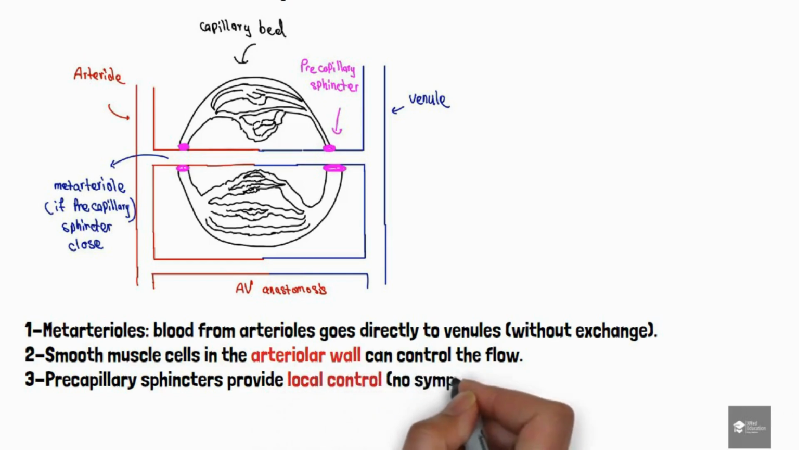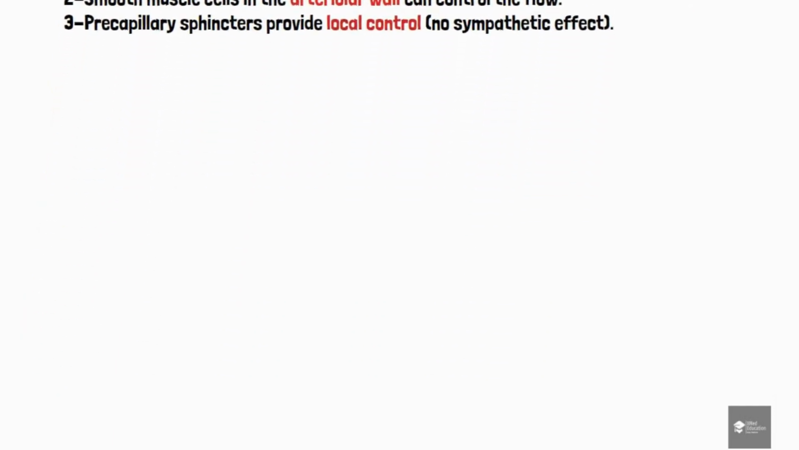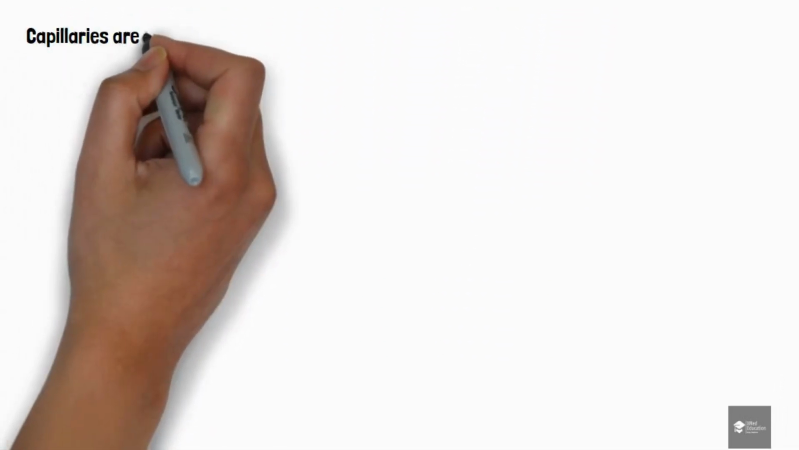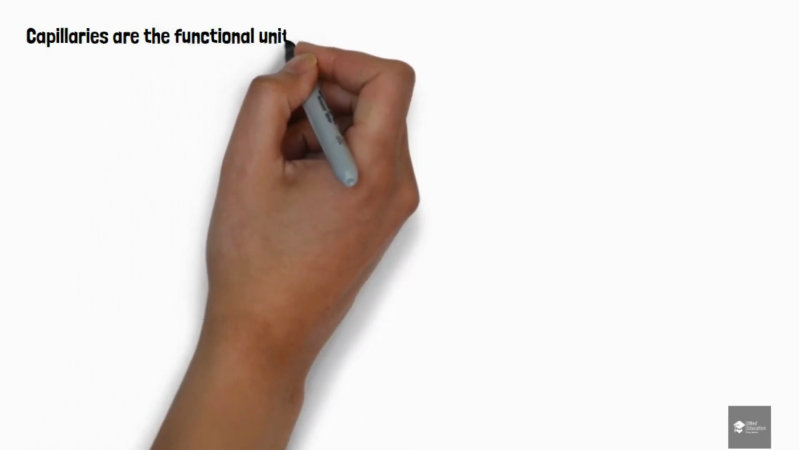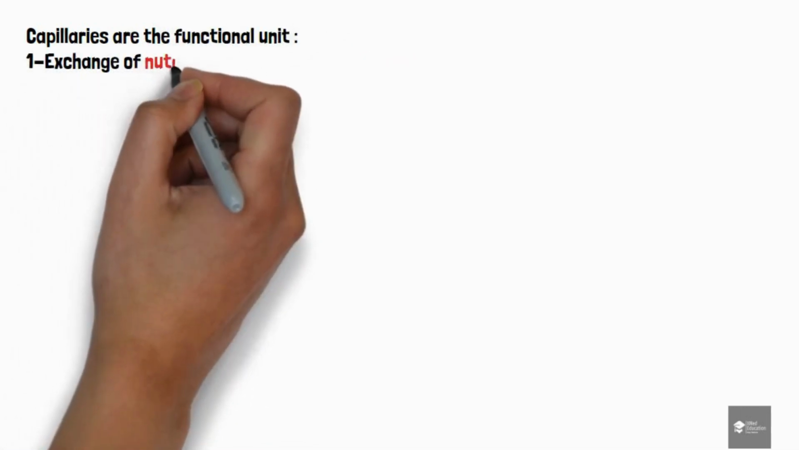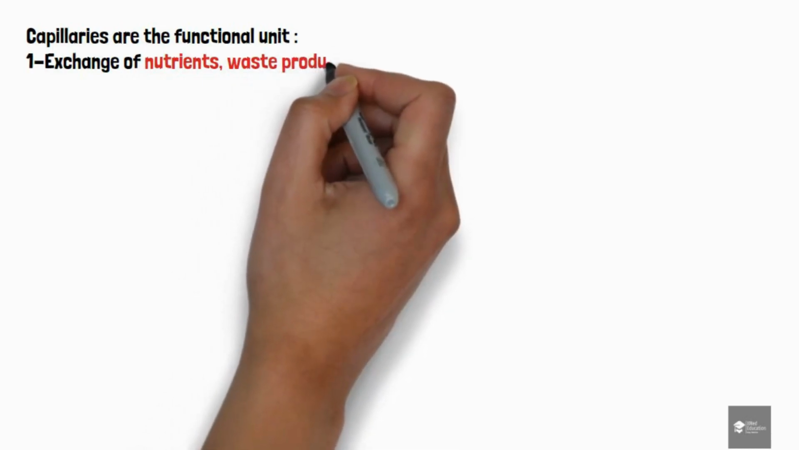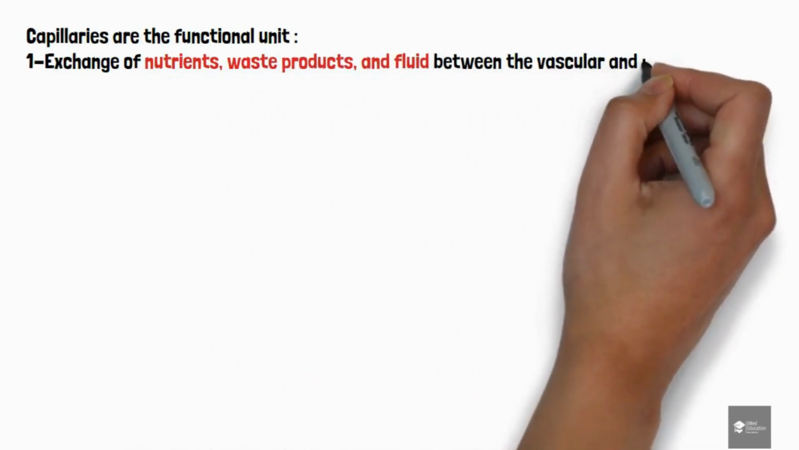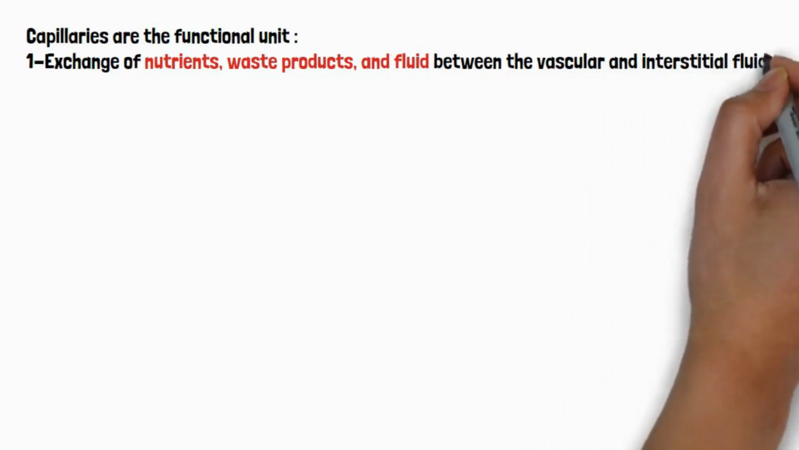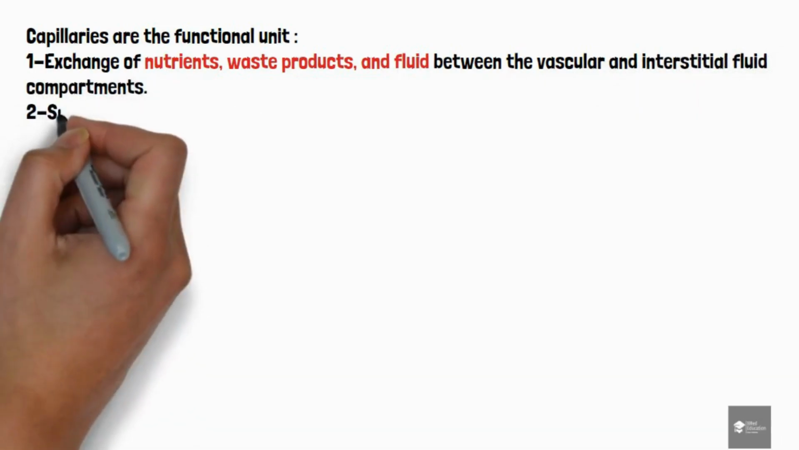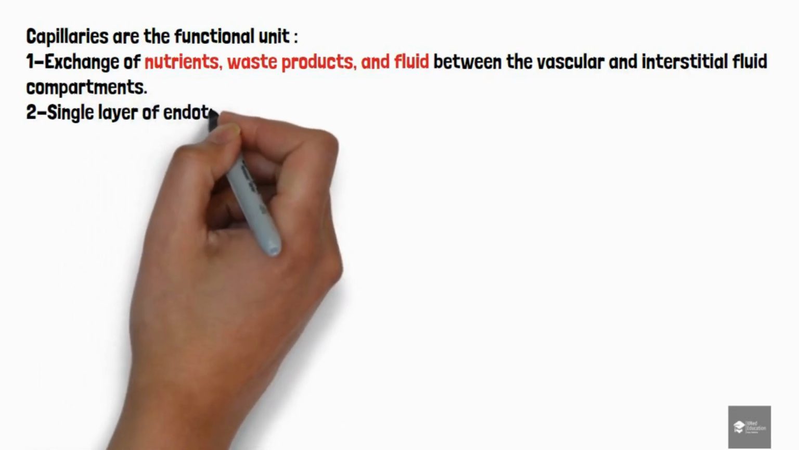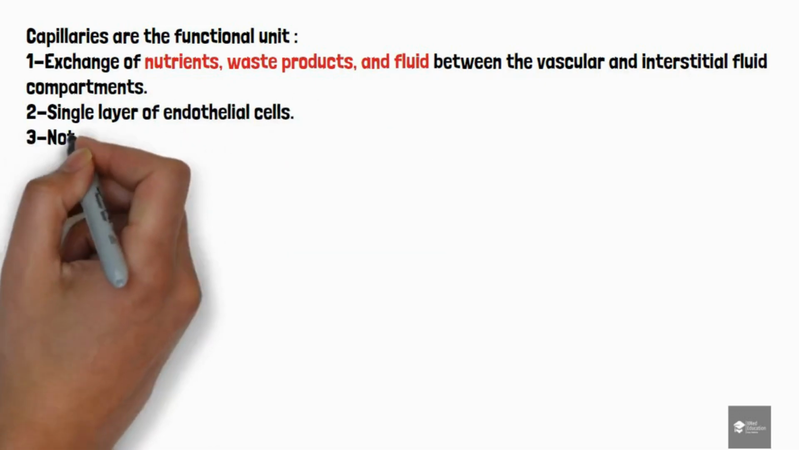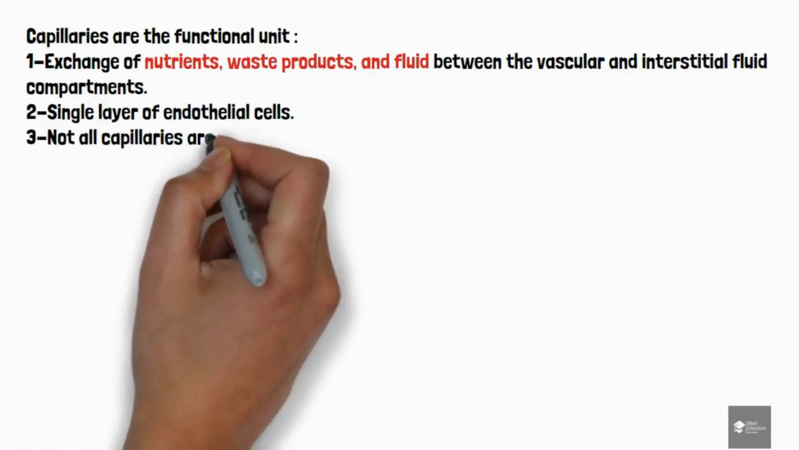And precapillary sphincters provide local control, so sympathetic effect will not affect these precapillary sphincters. Capillaries are the functional unit. What do we mean by that? They exchange nutrition, waste products, and fluid between the vascular and interstitial compartments. The capillaries have only a single layer, and when they have just a single layer, it's easier to exchange.